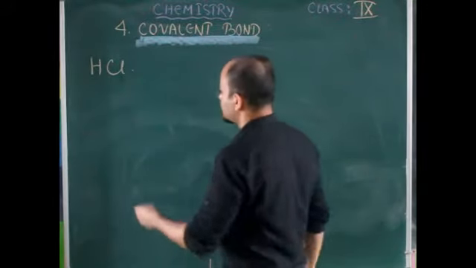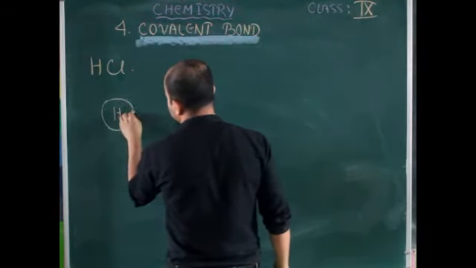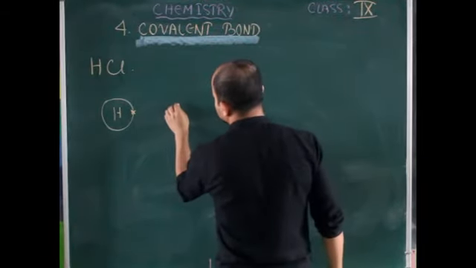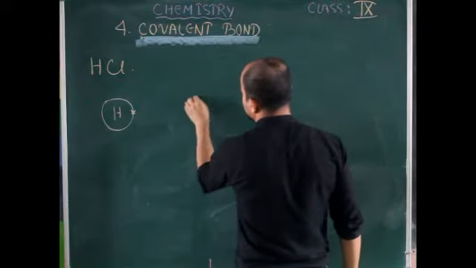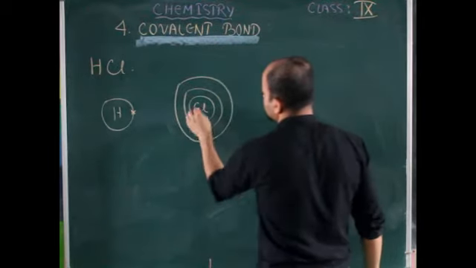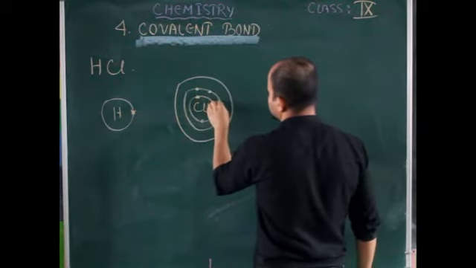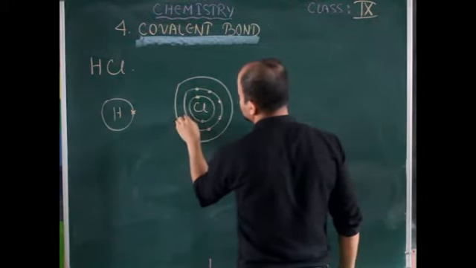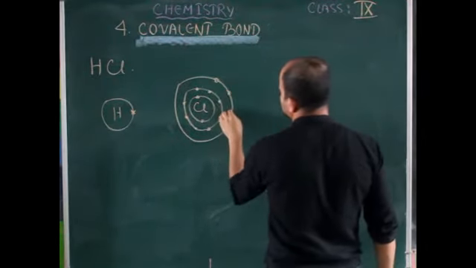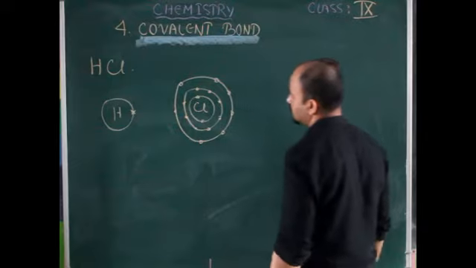So let's discuss this. Hydrogen has only one electron and it has one shell. That electron is present here. And chlorine, you know chlorine, has three shells: first, second, and third. In the first shell it has 2 electrons, in the second it has 8 electrons, and in the valence shell it has 1, 2, 3, 4, 5, 6 and 7 electrons.